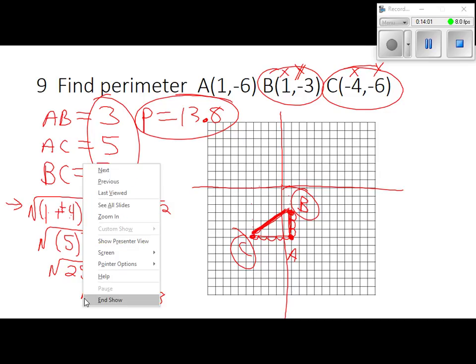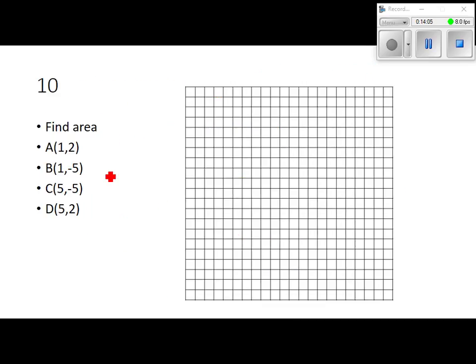Number 10 says find the area. Again, I'm going to draw this shape. We got 5s and -5s, trying to figure out where to draw my X and Y axes. Again, my axes should be on the lines here. Mine's not very straight. It'll be all right. We go to the right 1, up 2. That's A. Right 1, down 5. 1, 2, 3, 4, 5. That's B. Right 5. 1, 2, 3, 4, 5. Down 5. That's C. And right 5, up 2, that's D. So this is our shape, and we're trying to find the area of that shape.